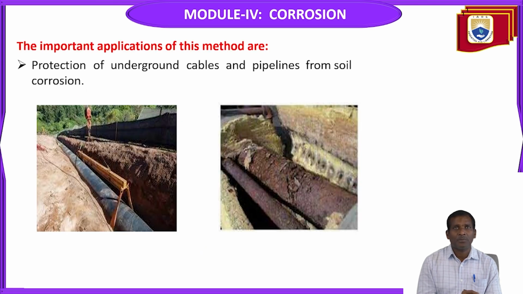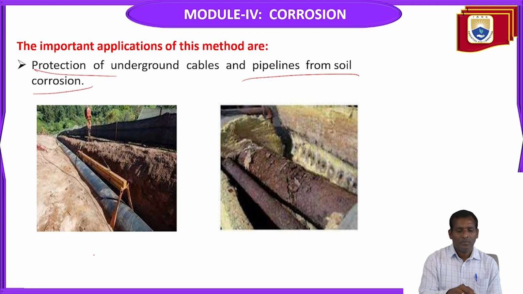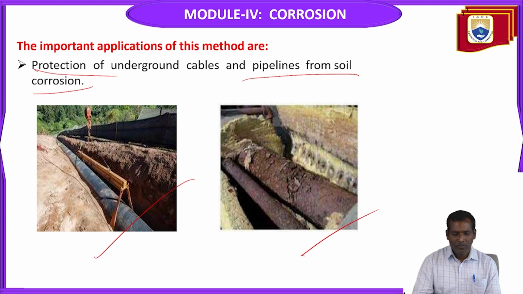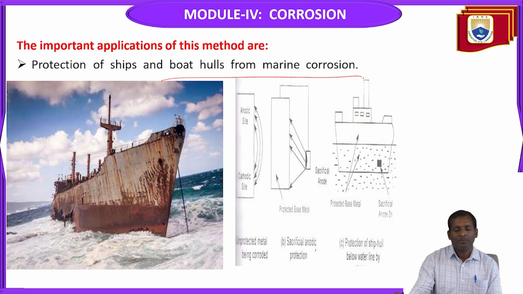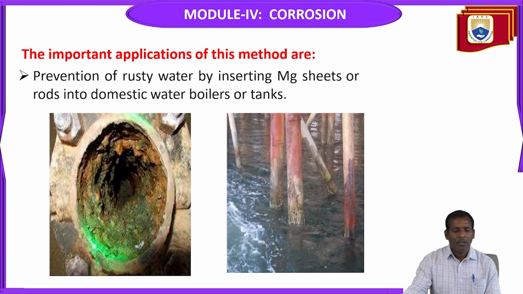These are the important applications of this method. One is protection of underground cables and pipelines from soil corrosion. Next, protection of ships and boat hulls from marine corrosion. Here the sacrificial anode and the protected base metal are shown. Another application is prevention of rusty water by inserting magnesium sheets or rods into domestic water boilers and tanks.